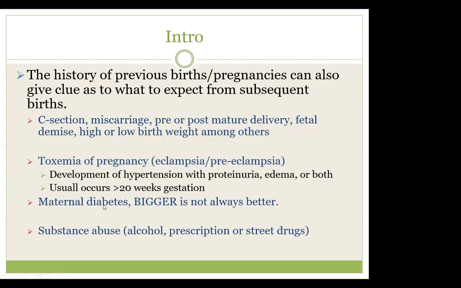Maternal diabetes. Okay, we talked about this already. Extra glucose being sent to the baby causes a growth in the fat tissue, but gives you a false sense of security because that baby is born big, but they may have very, very immature lungs because the lungs are developing at the appropriate rate. So a bigger baby isn't always better.